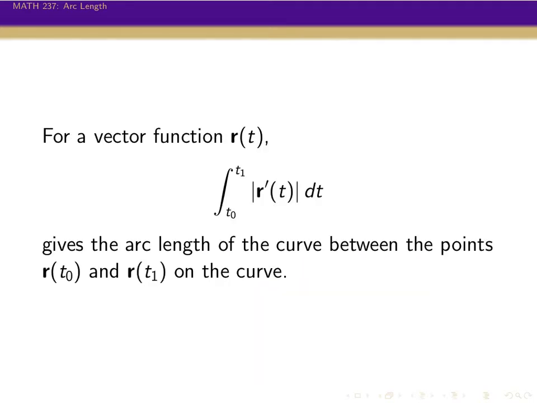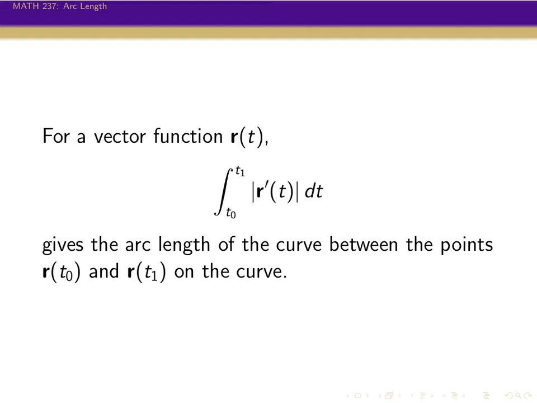So let me write that up nicely. If we have a vector function r of t, and we integrate the magnitude of the derivative, the speed function, that gives us the arc length of the curve between the points at t0 and t1. This is a very nice looking formula, but we have to remember that this magnitude is taking the square root of a sum of things squared.